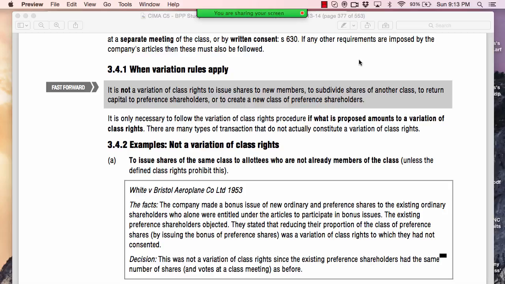Okay. When variation rules apply, it is not a variation of class rights to issue shares to new members, to subdivide shares of another class, or return capital to preference shareholders, or to create a new class of preference shareholders. So in these situations, there are about 4 or 5, they're saying these are not variations to class rights. Issuing shares to new members is not a variation. Subdividing shares of another class is not. Return of capital to preference shareholders is not a variation, or creating a new class of preference shares. So they have given an example here for us to get to grips with what is actually variation in class.